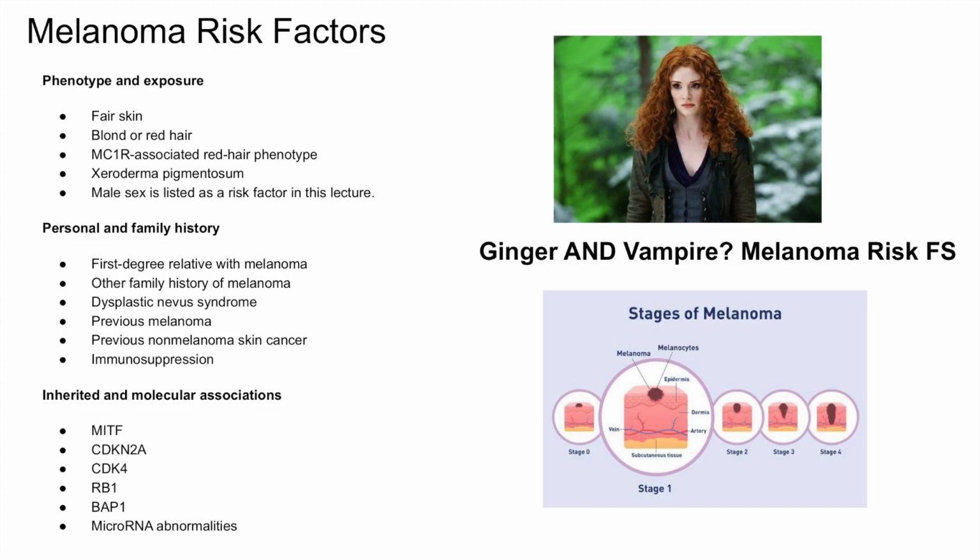And here we just have one of the vampires from Twilight. I think her name is Veronica, I'm pretty sure. But she's super high risk for melanoma, right? She's got the ginger hair and basically no melanin. She's a vampire, right? UV is not her friend. So, super high risk for melanoma there.